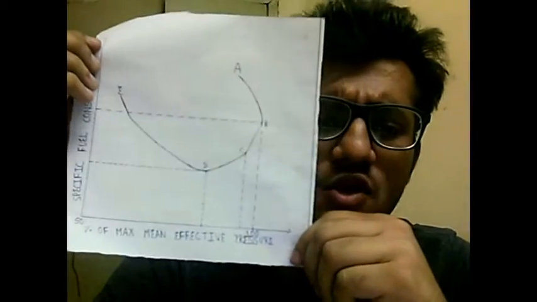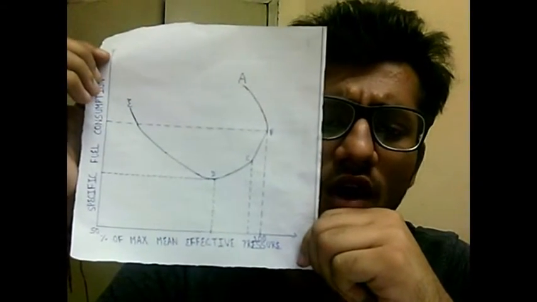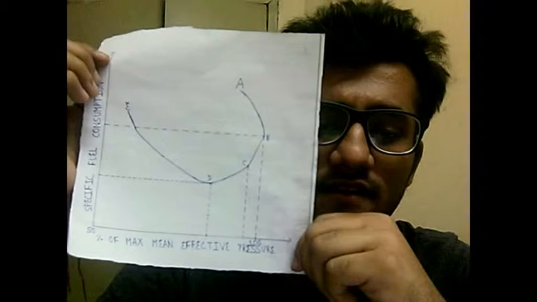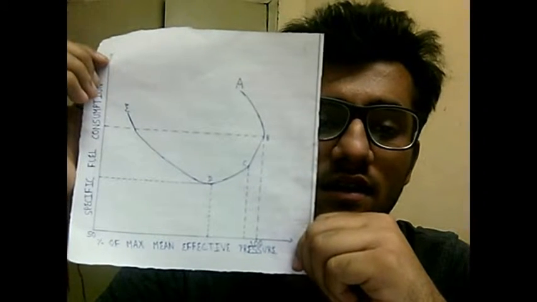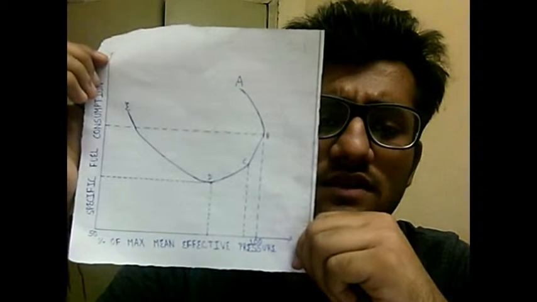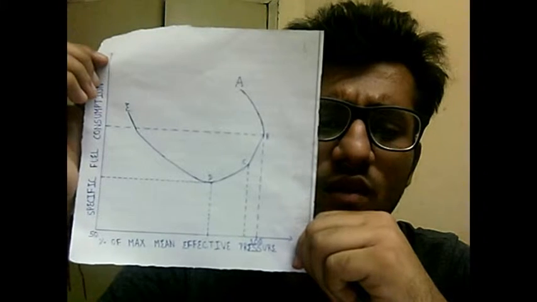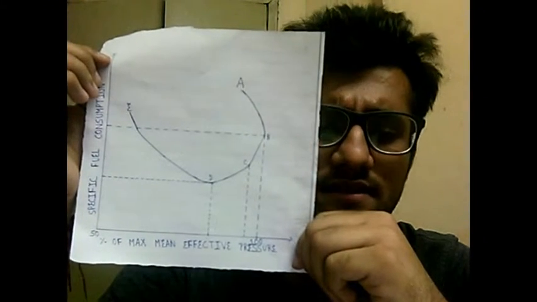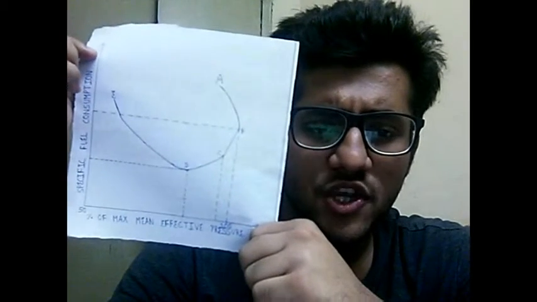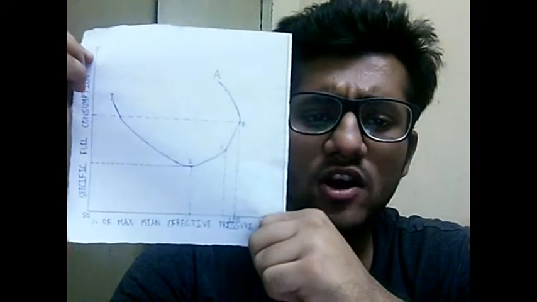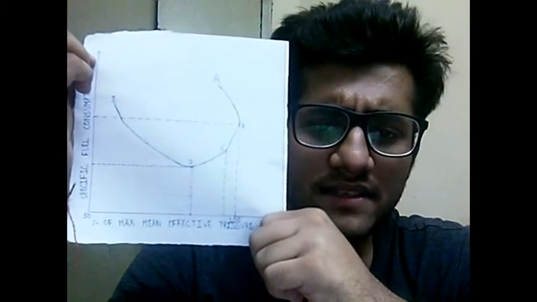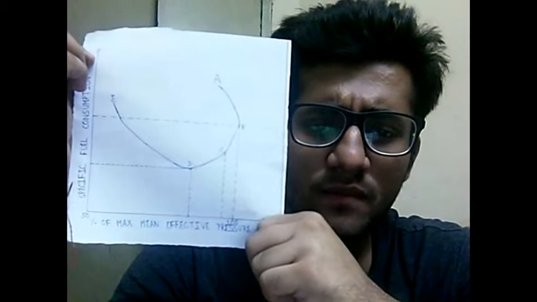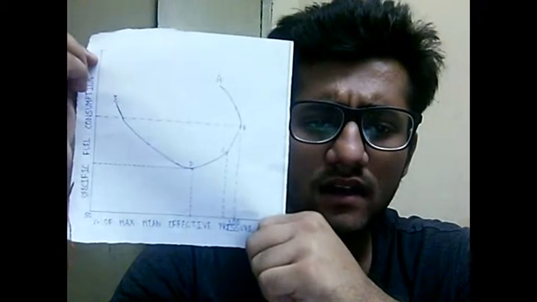The curve being shown in the figure is called Hooke curve or fuel consumption curve. In this graph, specific fuel consumption is plotted on the y-axis while percentage of maximum mean effective pressure is shown on the x-axis. Fuel air ratio at constant speed and completely open throttle, you may see that 5 salient points from A to E have been marked on the curve.